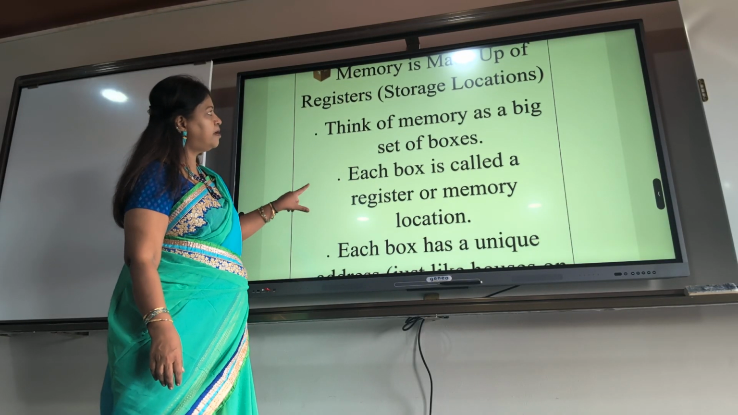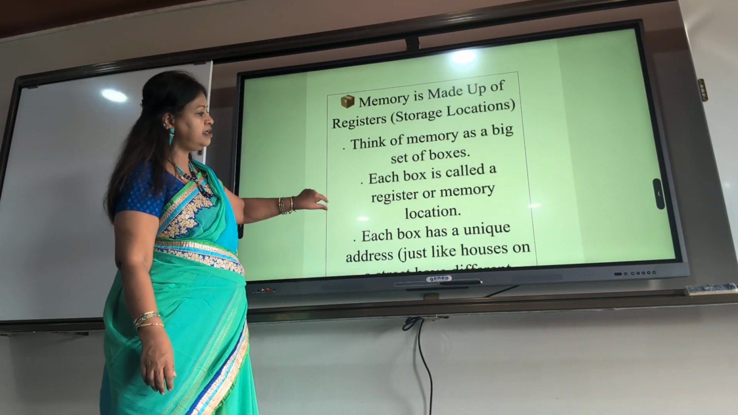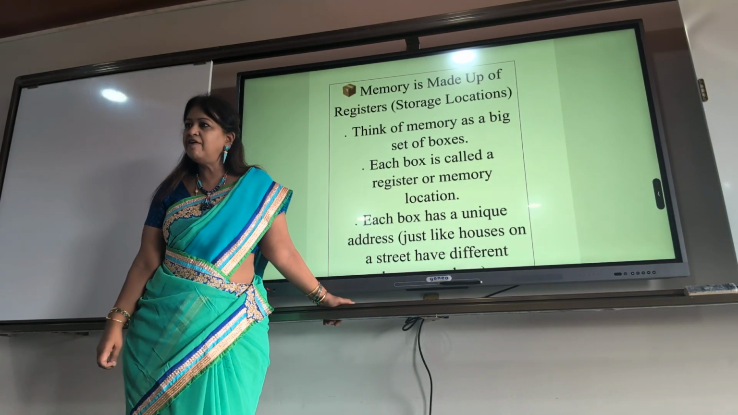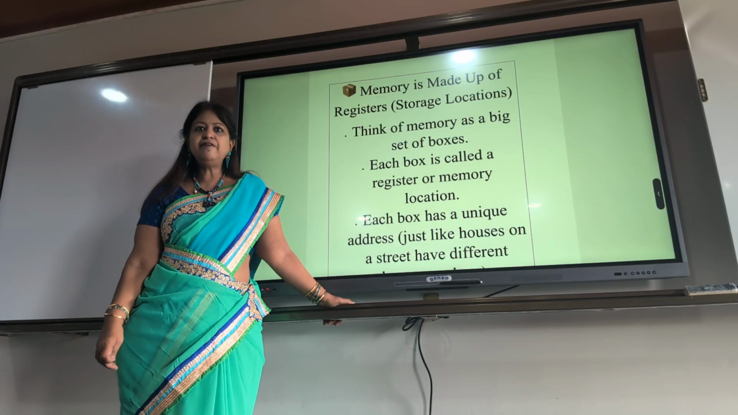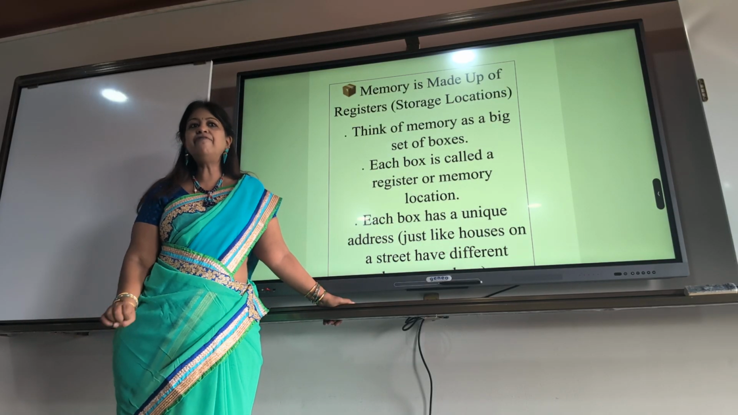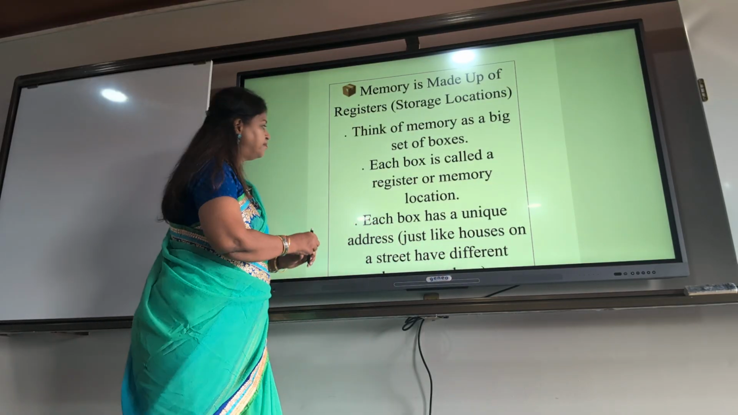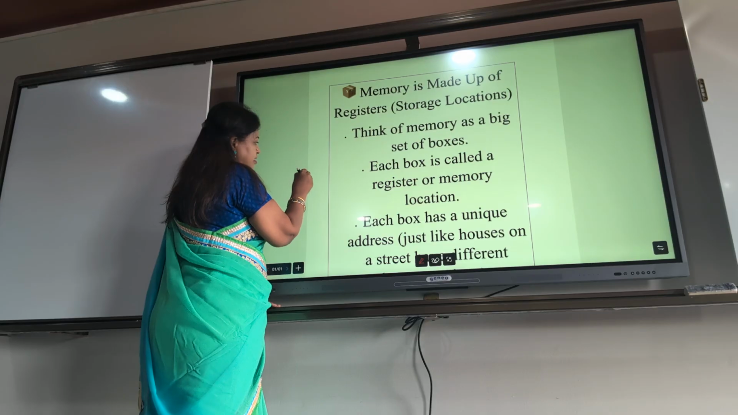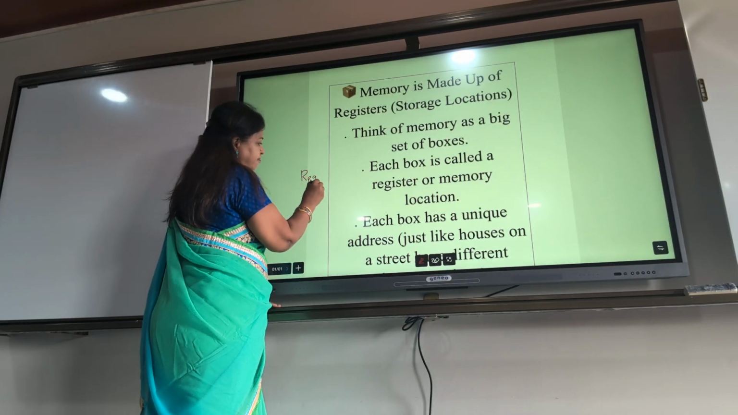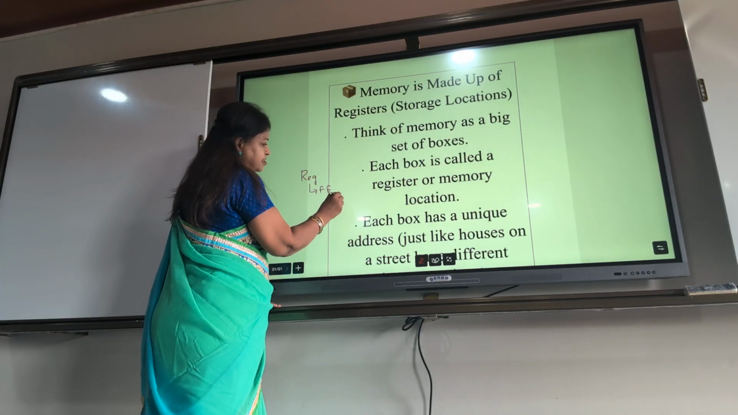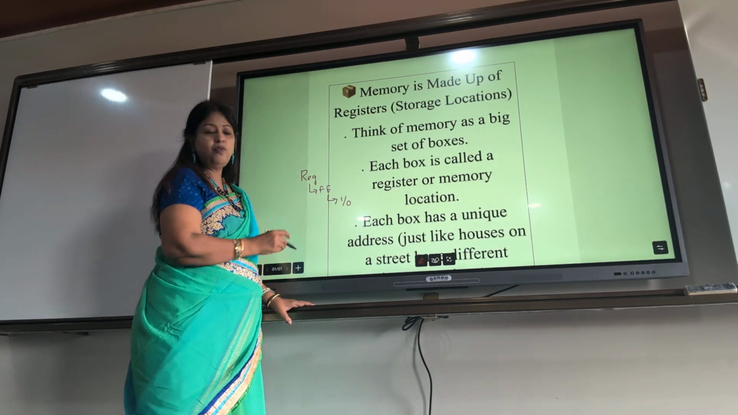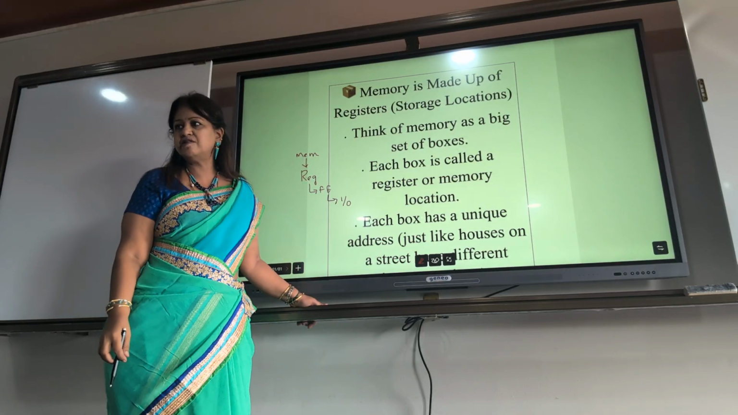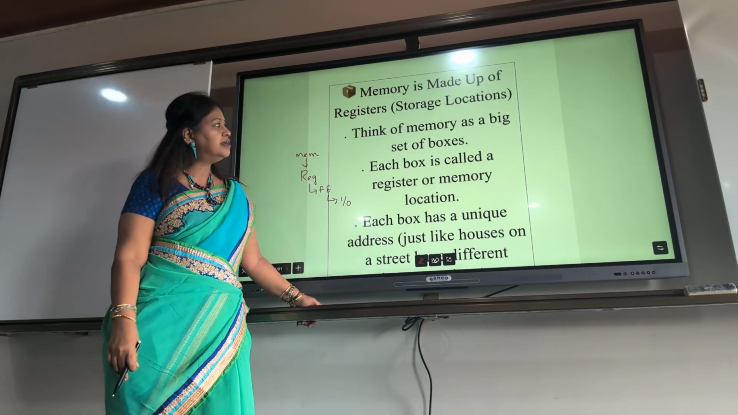So memory is made up of registers. We have already seen a register. So a register is made up of what? Flip-flops. Each flip-flop can store a bit of information. What is a bit of information? 0 or 1. So registers are made up of flip-flops, and flip-flops can store 0 or 1. This is what memory is: memory is made up of registers.